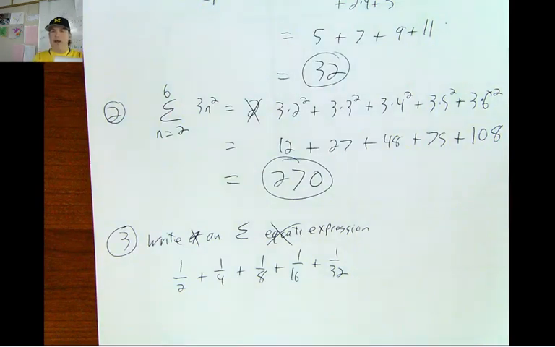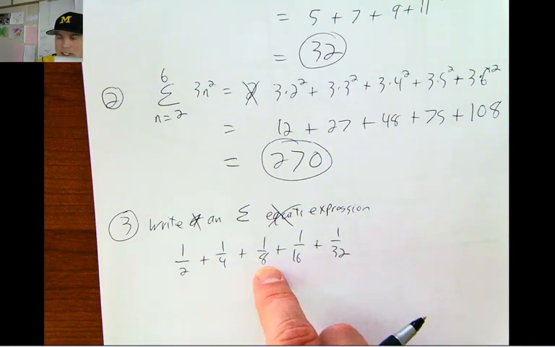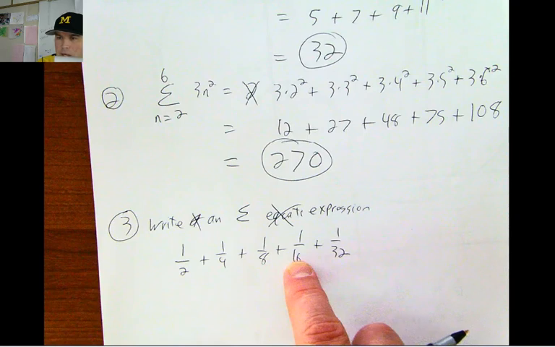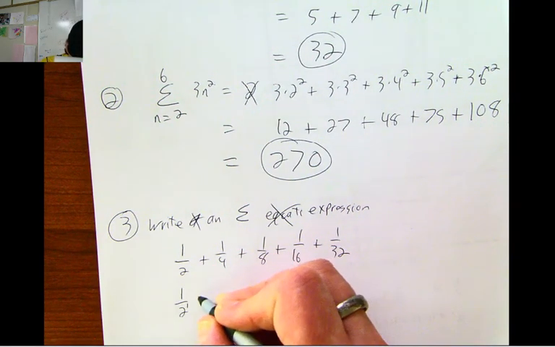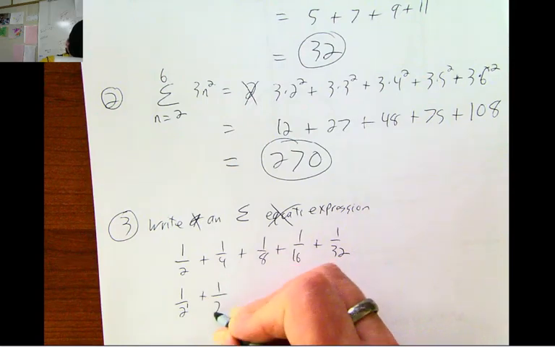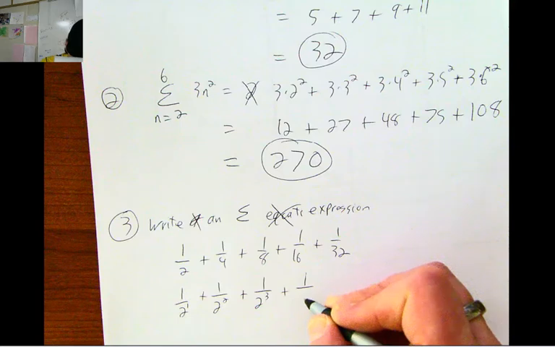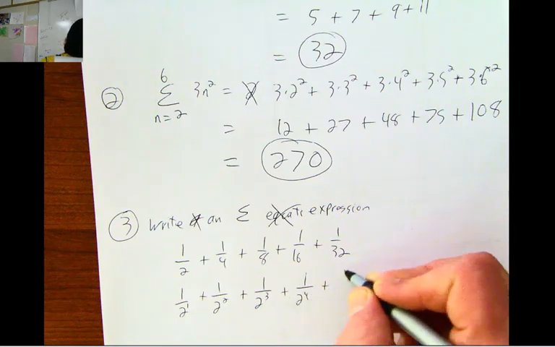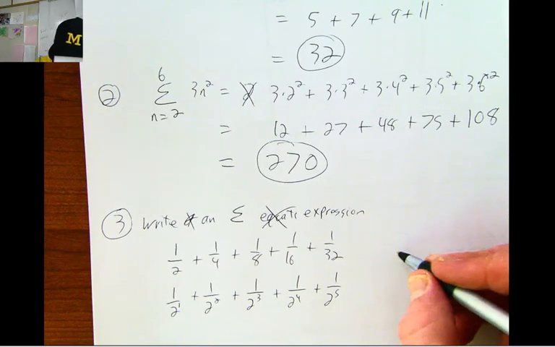You always want to find a pattern in these, and the pattern I see in this one is that this 4 is 2 squared, this 8 is 2 cubed, 16 is 2 to the 4. So I would rewrite this as 1 over 2 to the 1 plus 1 over 2 to the 2 plus 1 over 2 to the 3 plus 1 over 2 to the 4 plus 1 over 2 to the 5.